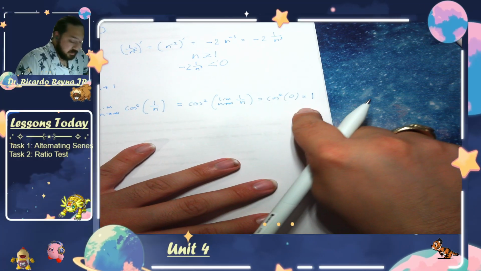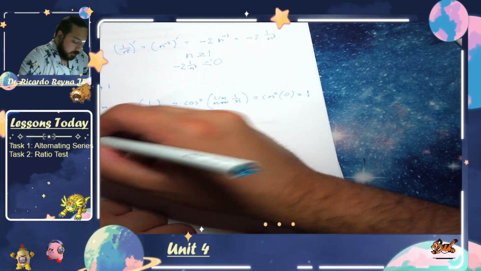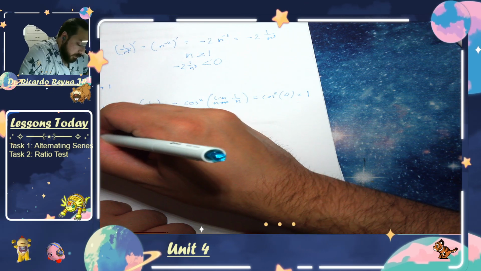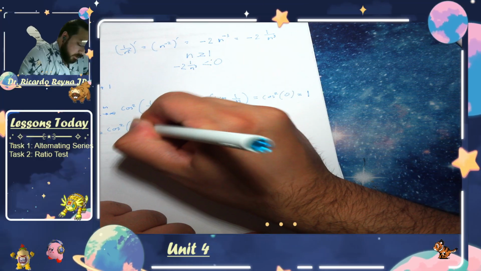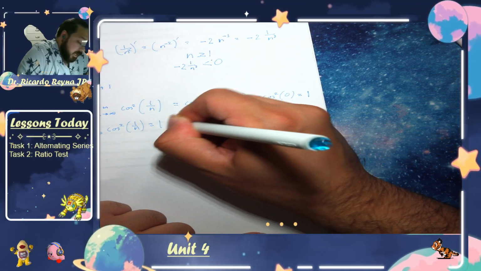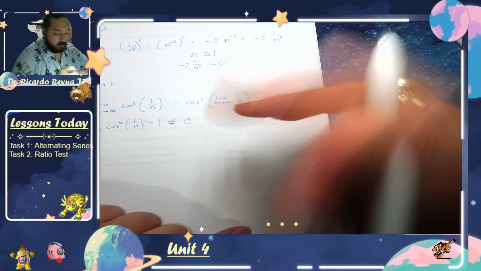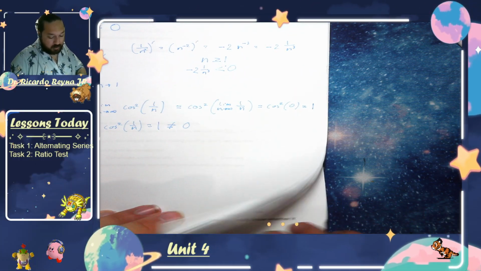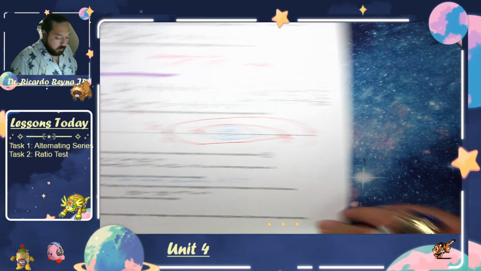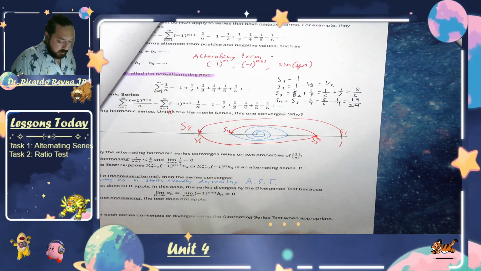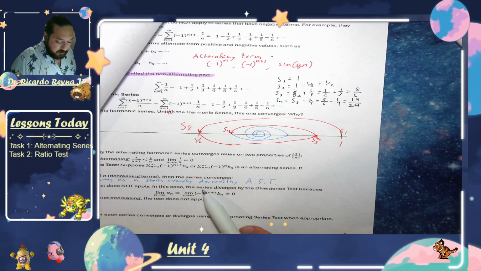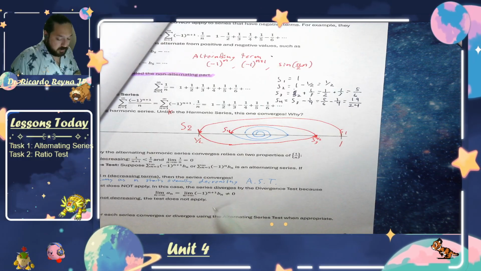Now, let me write this out loud. The limit as n goes to infinity of cosine squared of 1 over n is equal to 1. It does not equal 0. So we have that special technicality that was just discussed, where if it doesn't equal 0, this test does not apply. Yet, the series diverges because of the divergence test.